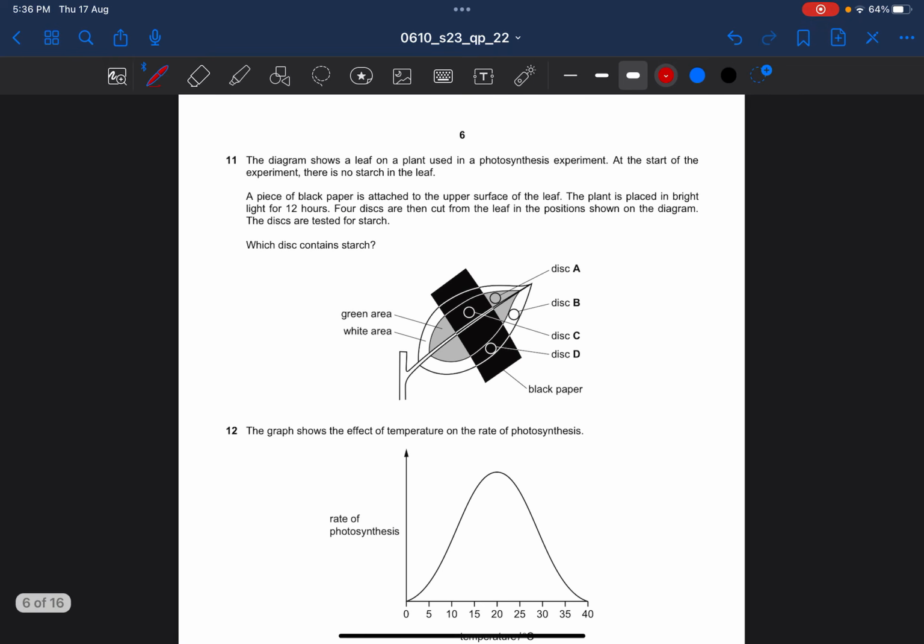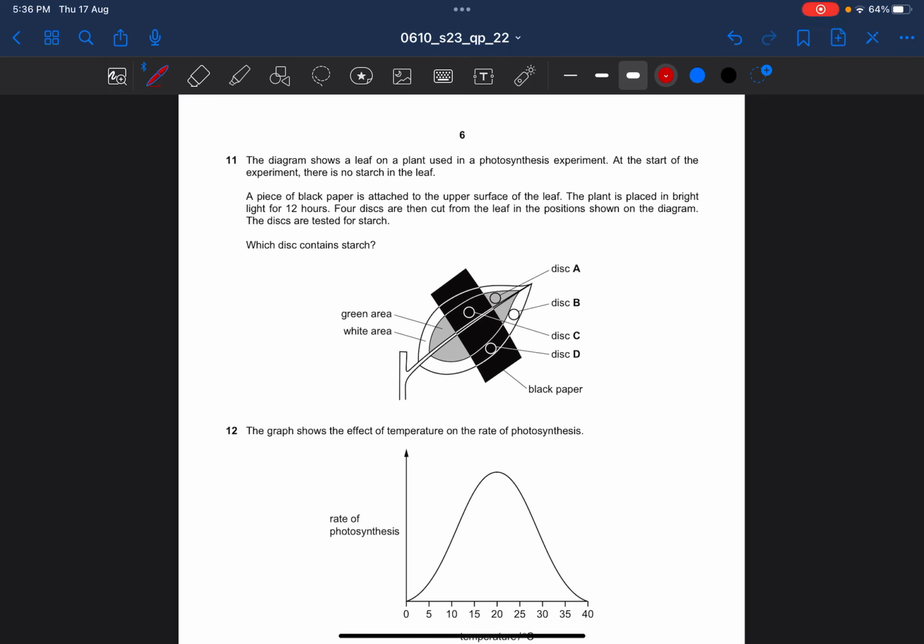Question 11. The diagram shows a leaf on the plant used in a photosynthesis experiment. At the start of the experiment, there is no starch in the leaf. A piece of black paper is attached to the upper surface of the leaf. The plant is placed in bright light for 12 hours. 4 discs are then cut from the leaf in the position shown on the diagram. The discs are tested for starch.